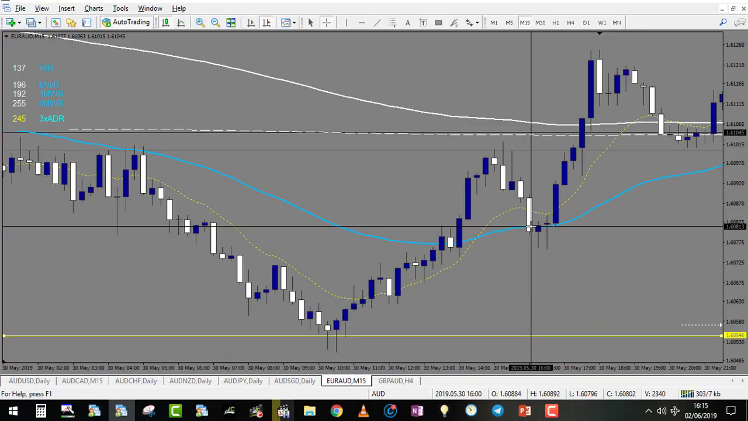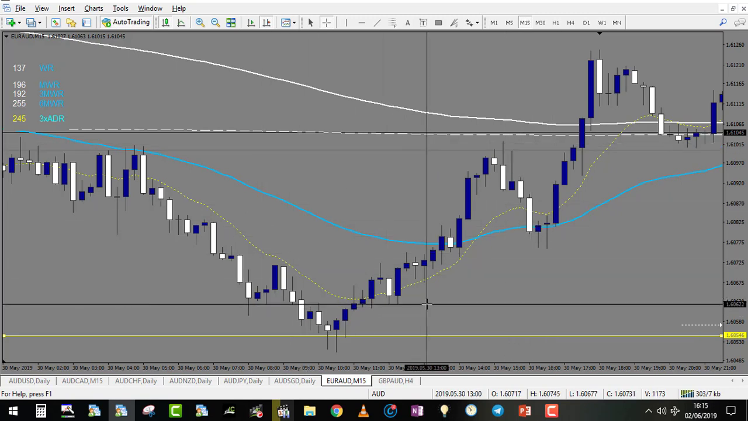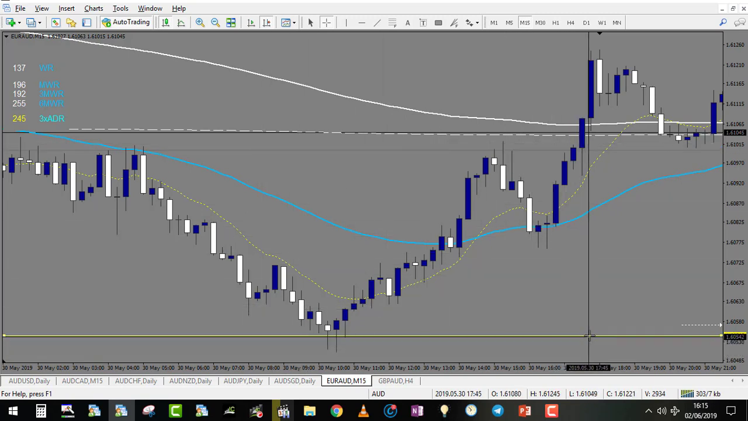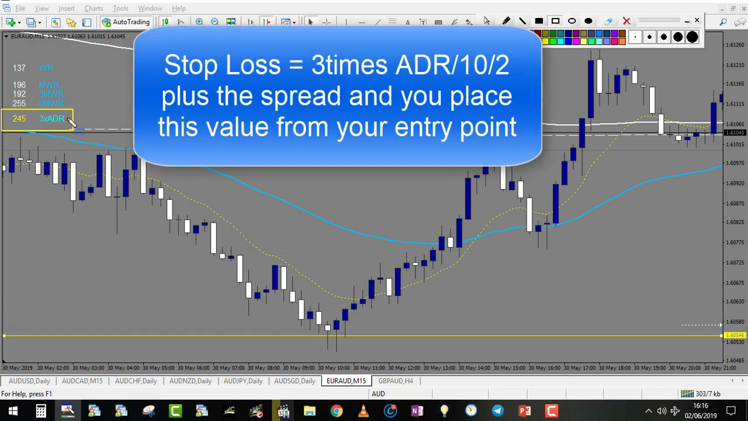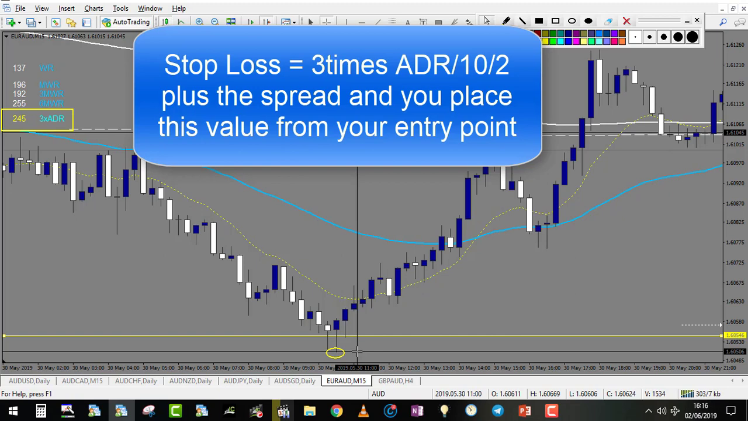So here is the EUR/AUD example. My yellow line has already been moved as a right entry point. So you take the extreme, you minus the 3 times ADR divided by 100 value, plus the spread, so around 3 pips. So you take the bottom and you make 3 pips. So that's your entry point. That's my yellow line right here.